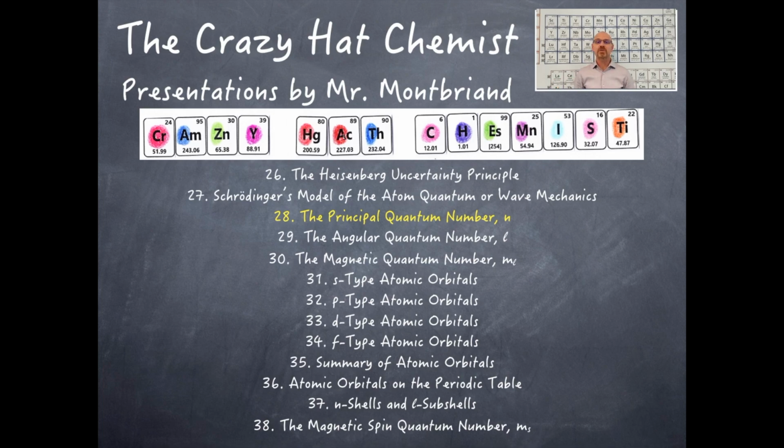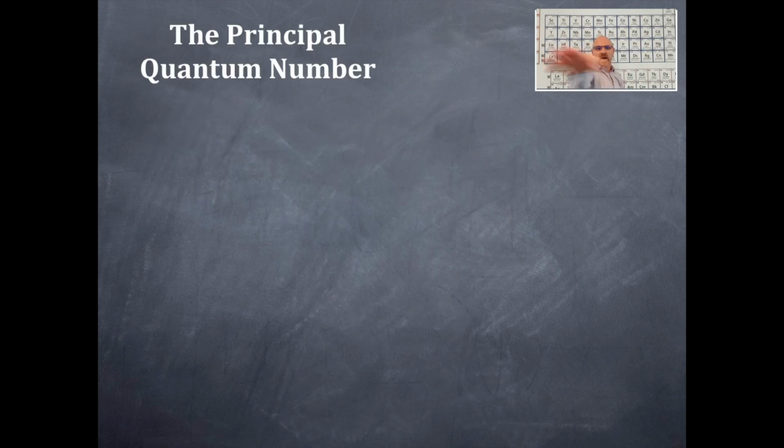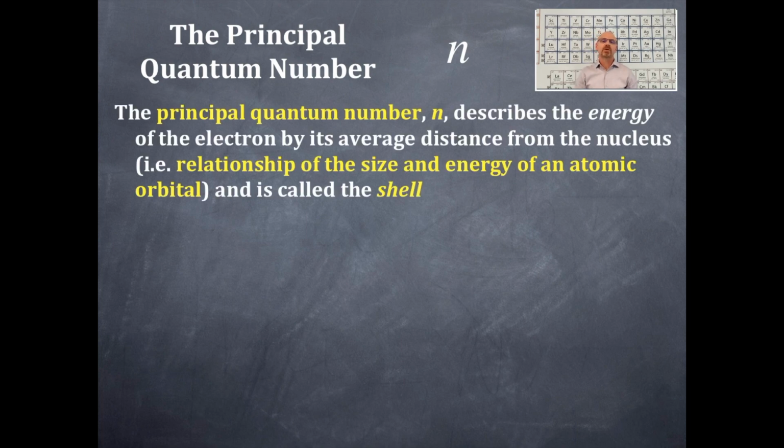So here's another video in atomic structure and electron configuration. So let's get started. Bam! Today is talking about the principal quantum number. The principal quantum number is N. N is the principal quantum number. Okay, what does the principal quantum number mean?